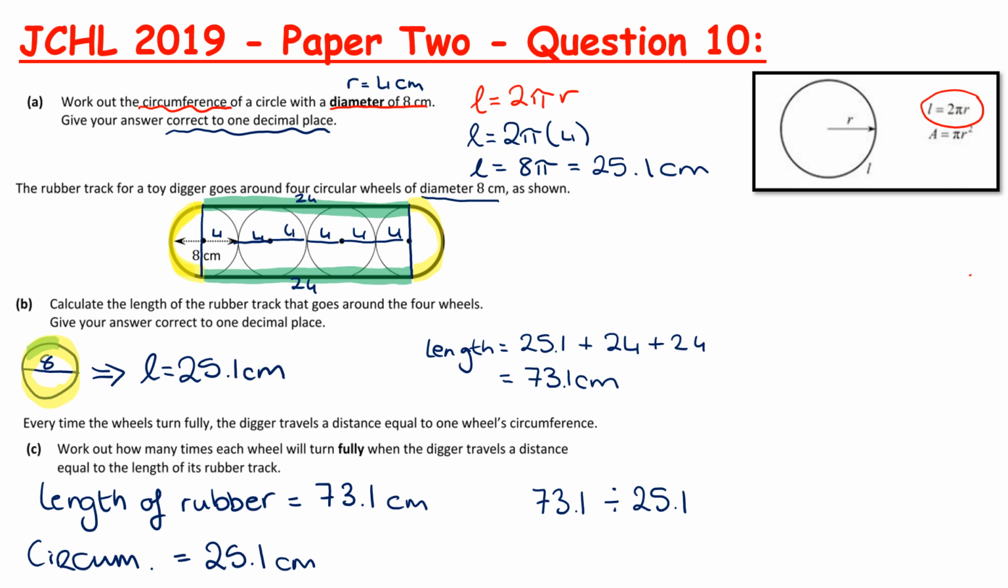And when we do that, we end up with not so nice decimal, but we get 2.91. But they said how many times will it turn fully? So it actually only turns twice. Now you might go, should I not round that up to 3? But the thing is, it doesn't do 3 full rotations. It only does 2. So what we have here, it will turn fully twice. So each wheel will turn twice when it travels a distance equal to the length of its rubber track.